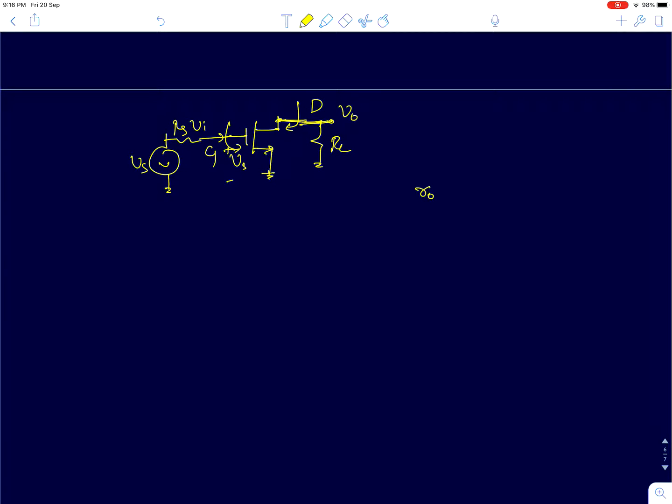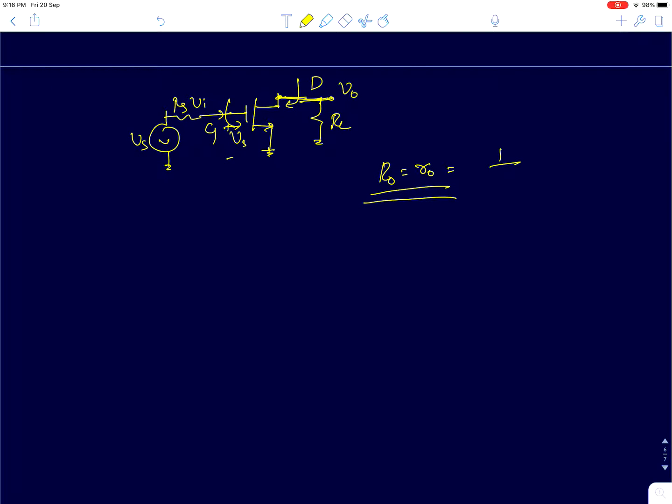To find the output resistance, you just have to short circuit the input and measure the resistance seen at the output terminal to ground or to the common terminal. So in this case it will be small r naught. That will be 1 by lambda into I, the quiescent drain current.